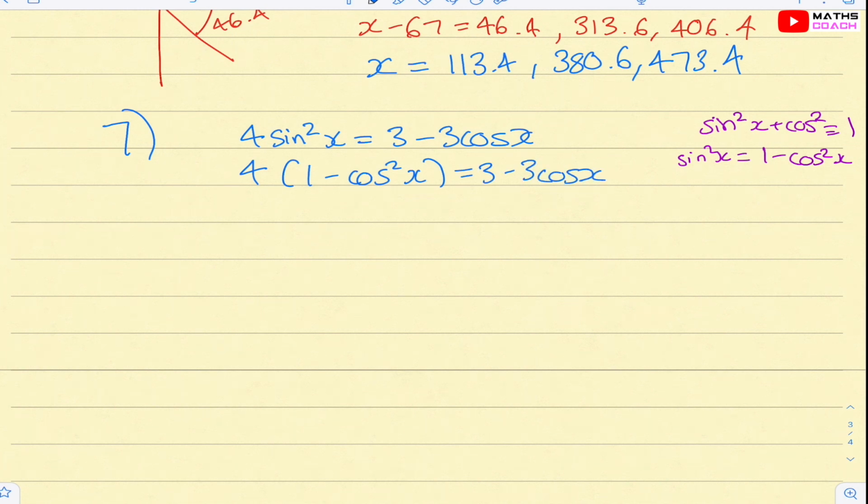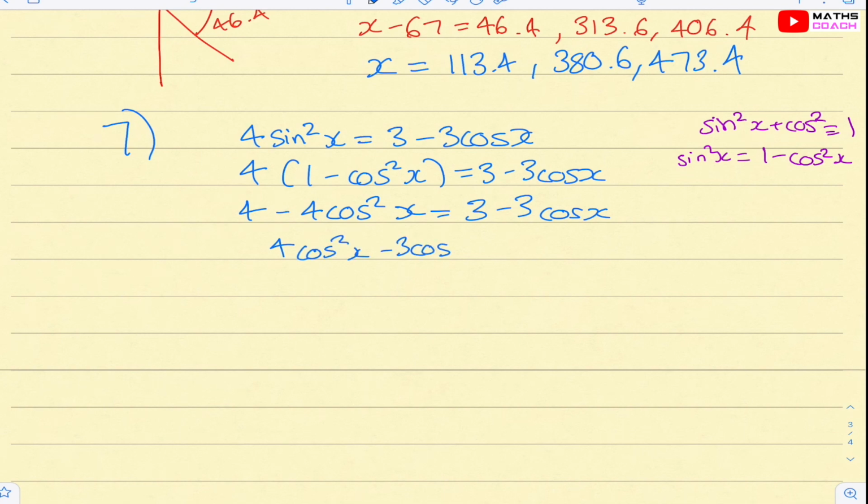And note that this is not an identity because it is an equation, because it only holds for certain values of x when you substitute them in, as is given in the question. So 4 minus 4 cos squared x equals 3. So it's just algebra basically, guys. We're just expanding it out. Now here we want the coefficient of cos squared to be positive, so we're going to move everything onto the right hand side. So you end up with 4 cos squared x minus 3 cos x, and then you do 3 minus the 4, which is minus 1, equals 0. Okay, and that's our end goal. So that's part A done.